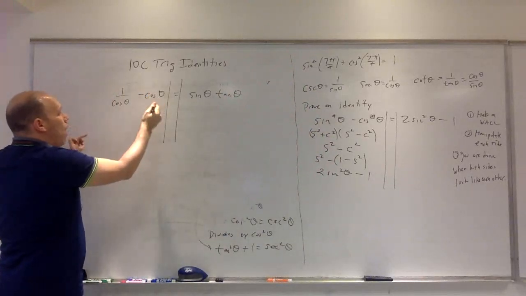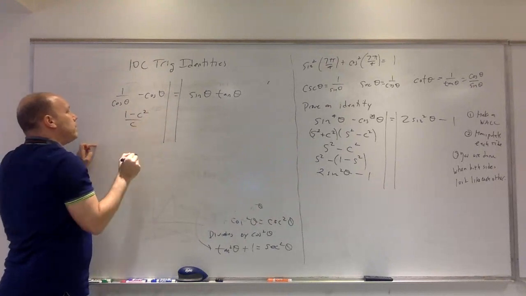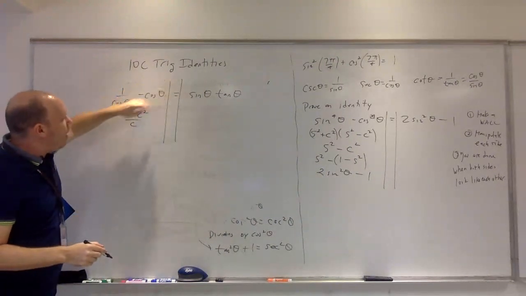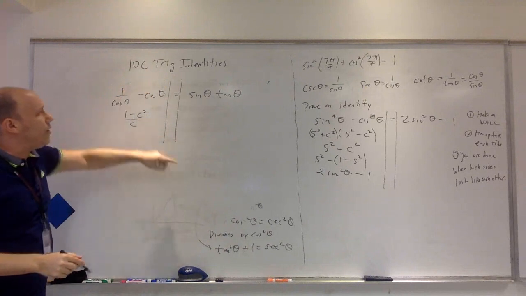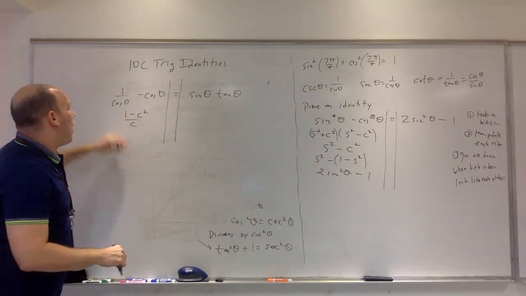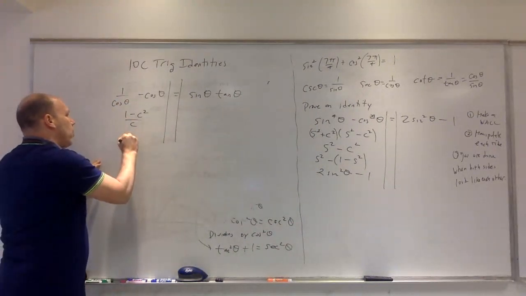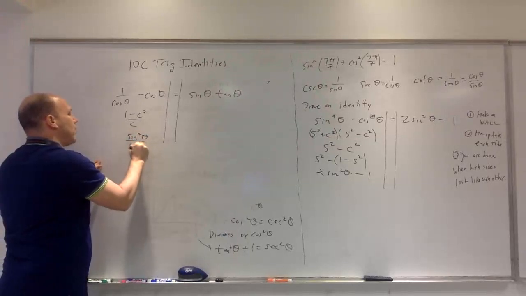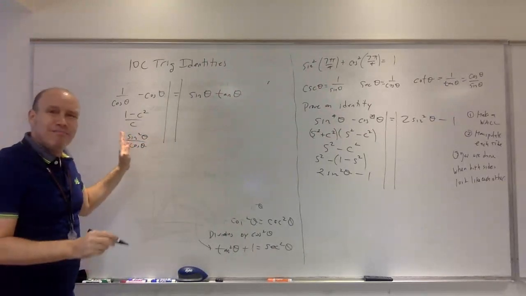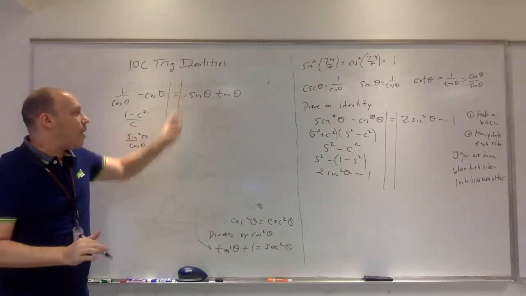How do I combine fractions? If I add fractions, I need a common denominator. Well, I have 1 minus cosine squared over cosine. I know what's going on here: 1 minus cosine squared is sine squared. So I have sine squared theta over cosine theta. Let's leave that, because I brought it together and simplified it. Now let's see what I can do over there.